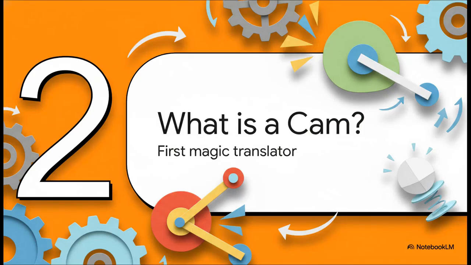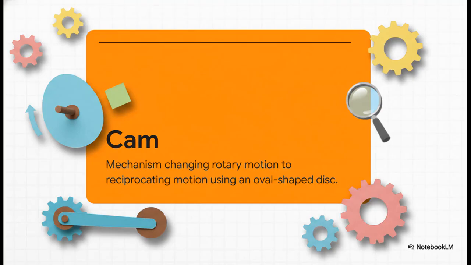Section 2. What is a cam? Our first magic translator. Well, this is exactly where engineers step in with a brilliant, yet honestly incredibly simple solution to our spinning to bouncing problem.